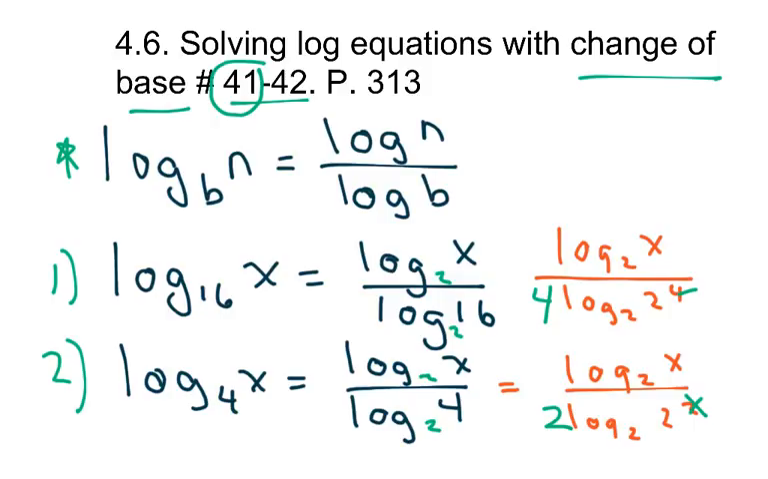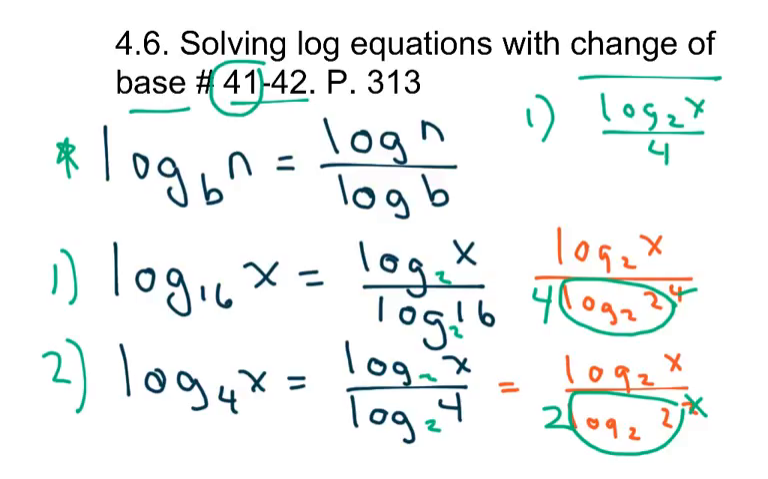When I do that, this equals 1, and this equals 1. So basically what I'm going to get for the first one is log base 2 of x over 4. And for the second one, I'm just going to get log base 2 of x over 2. Because this equals 1, 1 times 4 is 4, and this equals 1, so 1 times 2 is 2. And that's what we're going to do on number 1.